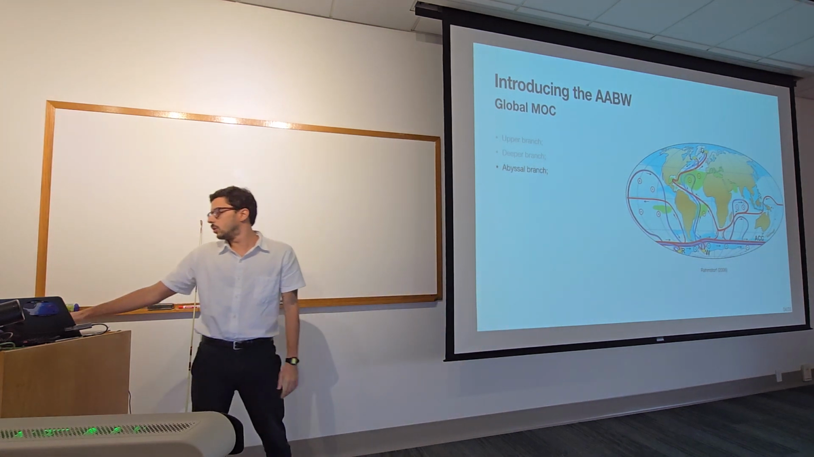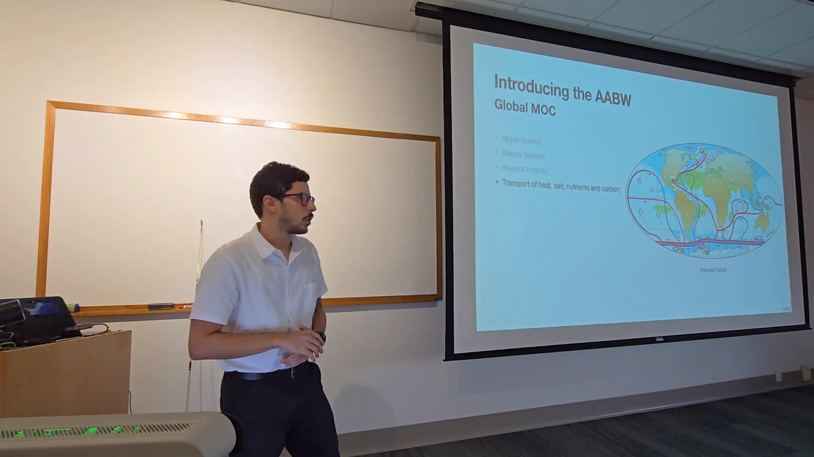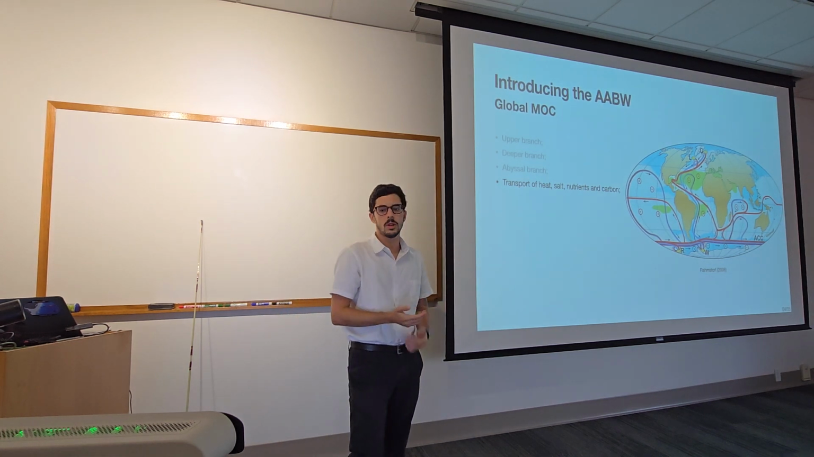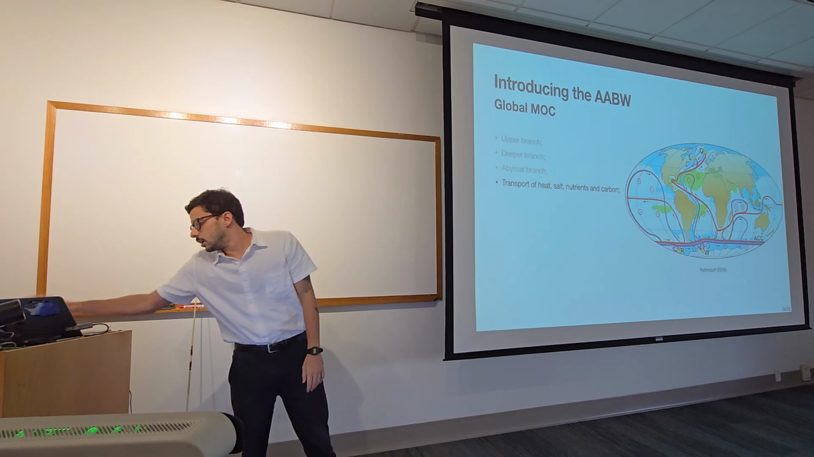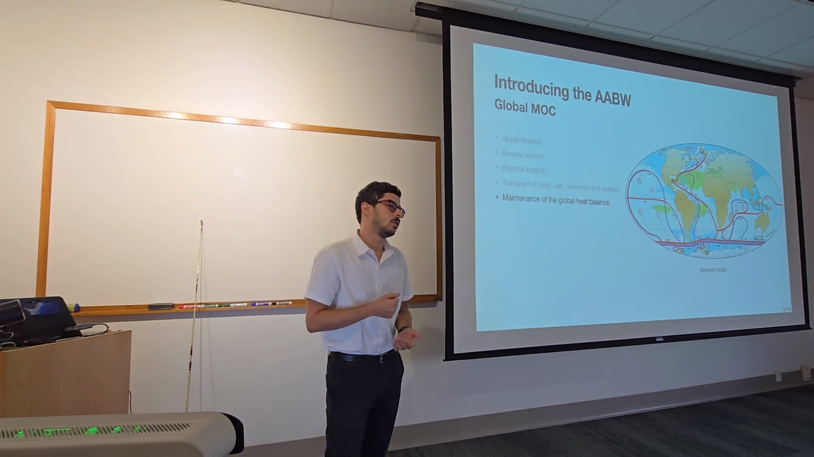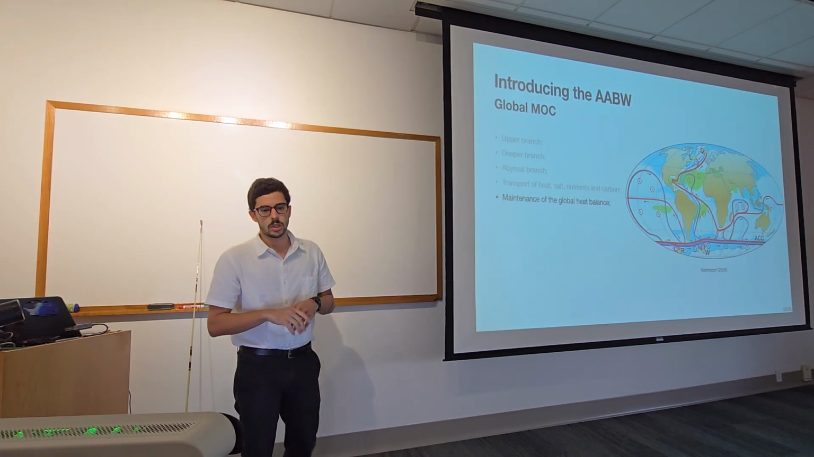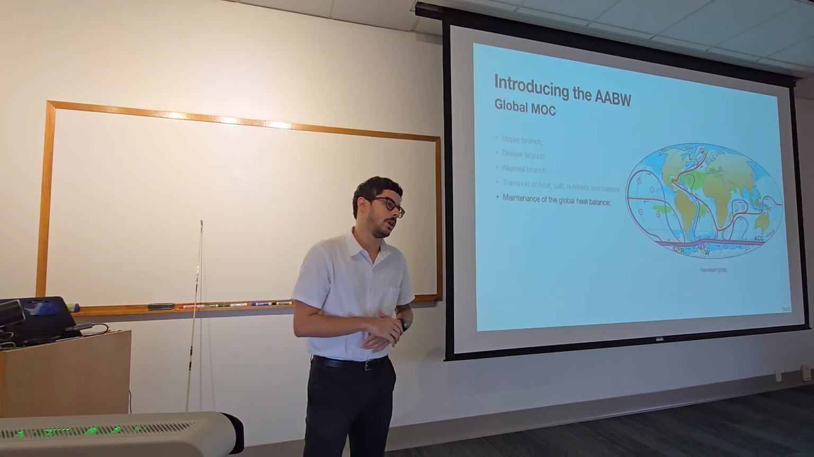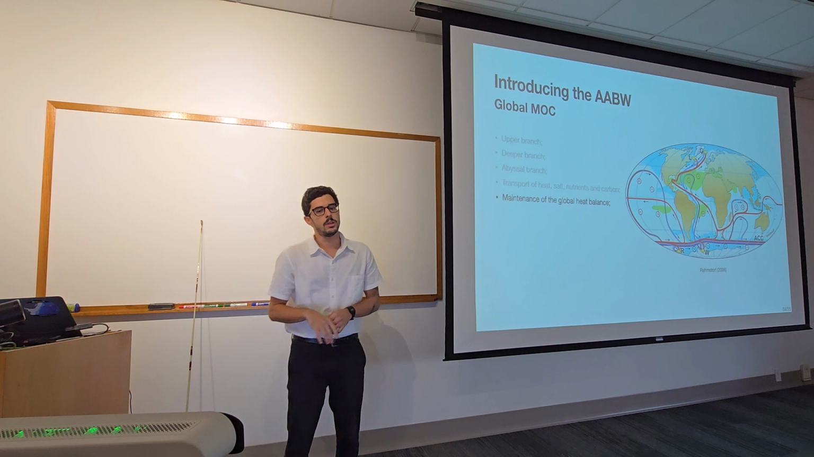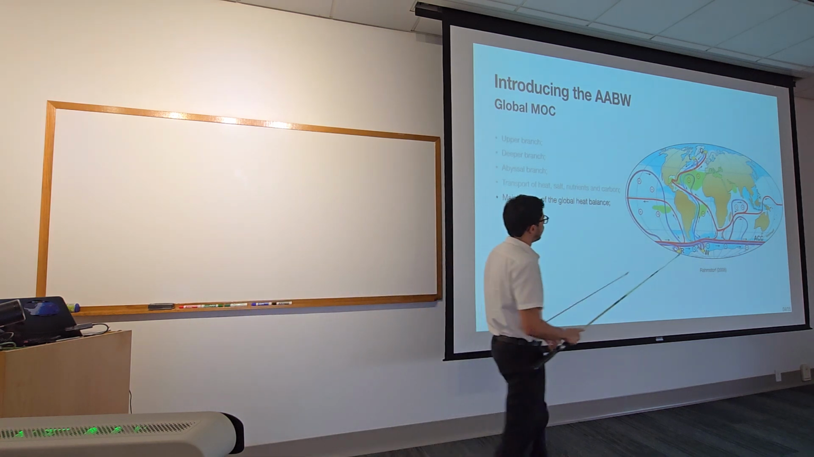And as we already know, the MOC is responsible for the transport of salt, carbon, nutrients, and heat all around the world. And because of this it is an essential feature to the maintenance of the global heat balance. This figure actually shows the global MOC, but as I said before, our main focus is on the AMOC, the Atlantic part of this bigger feature. So our main interest is on this area.